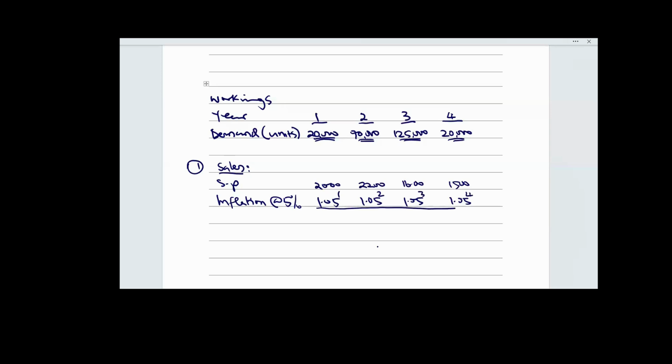Okay. Let's say this is A, this is B. This is the inflated selling price. Okay. Then total sales. Sales in thousands will then be equal to A times B.